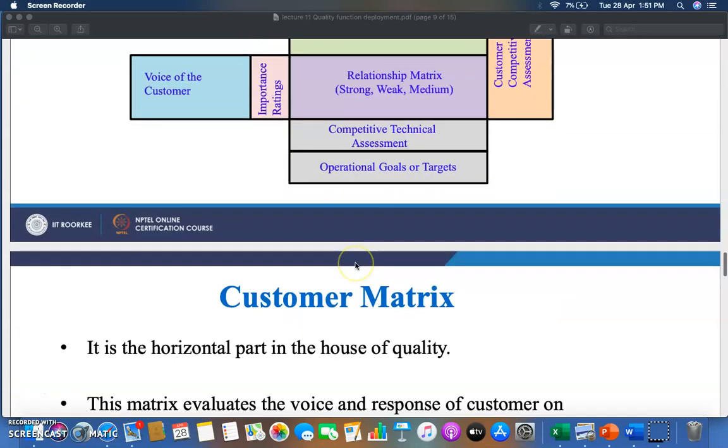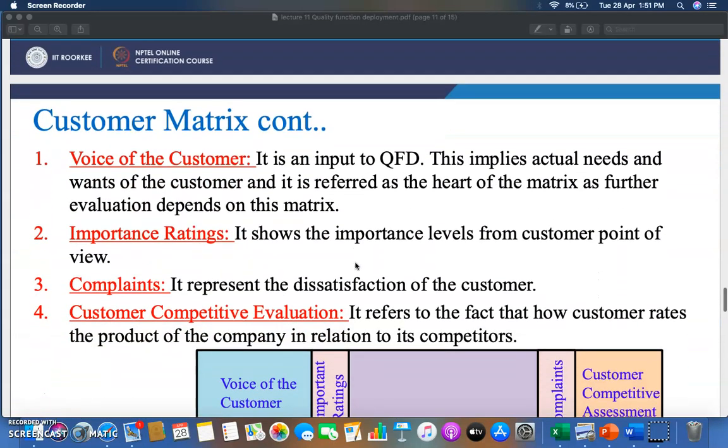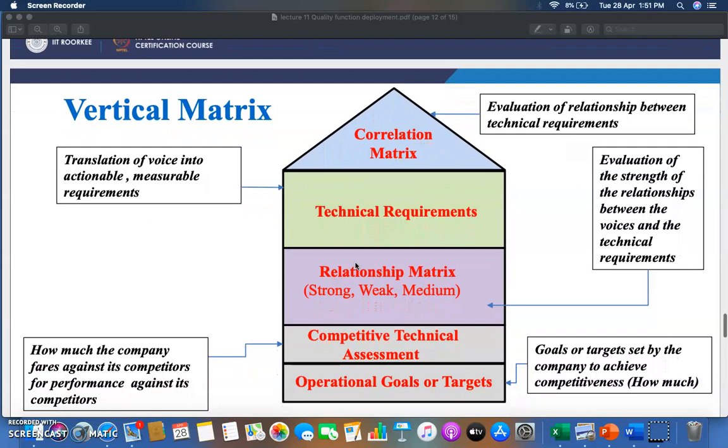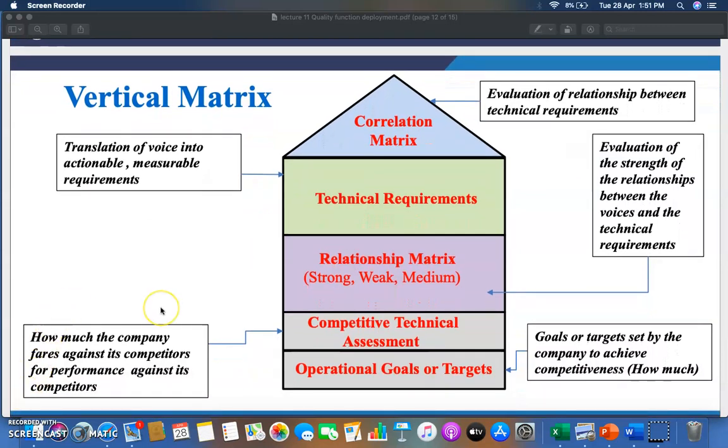Now, as we have studied the customer matrix, we are moving towards the vertical matrix, which is majorly for technical requirements. In this vertical matrix, the major part is technical requirements, which is the translation of voice of customer into actionable and measurable requirements. Those requirements should be able to be applied, meaning actionable, and they can be measured. In this way, we convert the voice of customer into technical requirements.